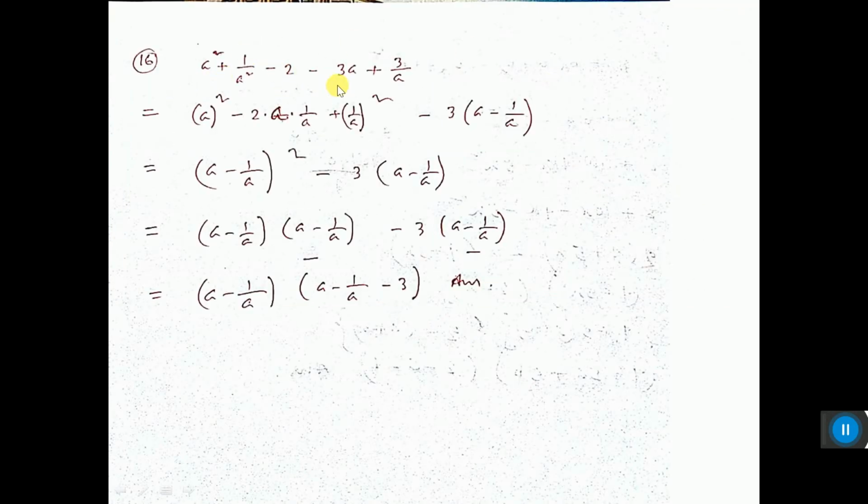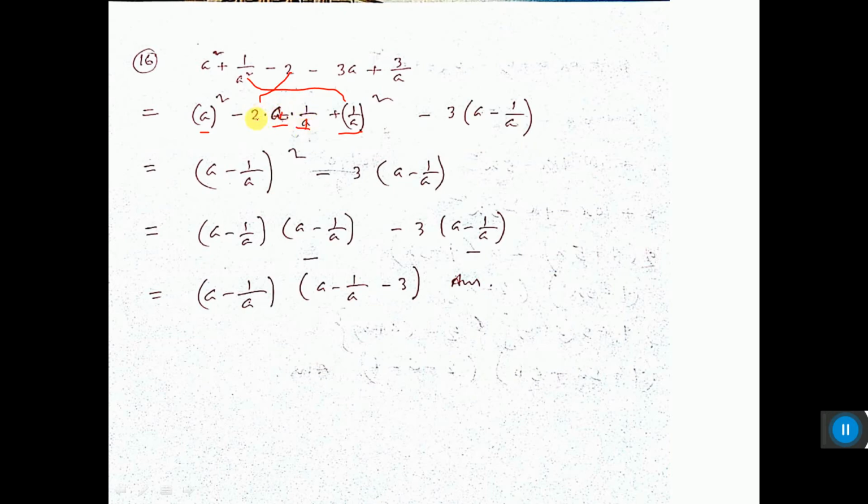See sum number 16. These two I am bringing in between these two. Then what will happen? We have to break down. A means a square. 1 by a square means 1 by a whole square. So this I consider as a, this as b. Then 2 you bring in the middle. It can be written as a square plus 2 into a into b. I am not cutting, I am showing you.